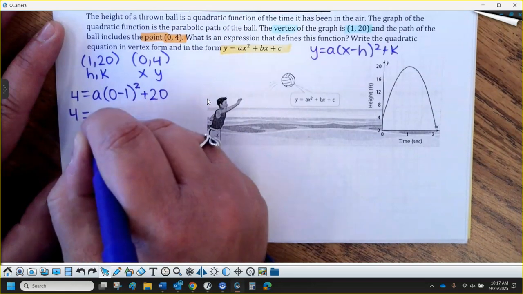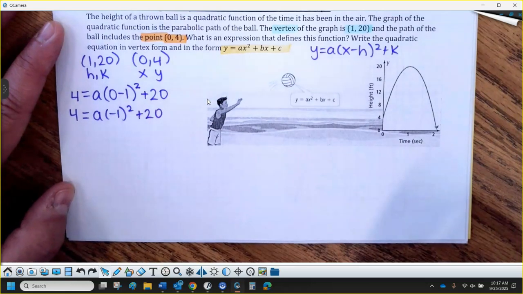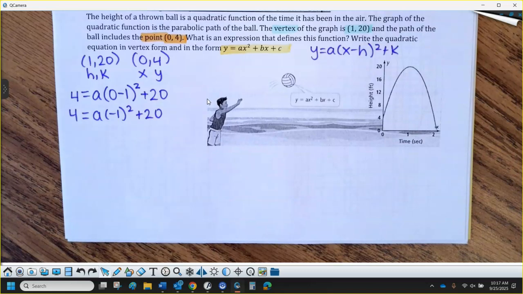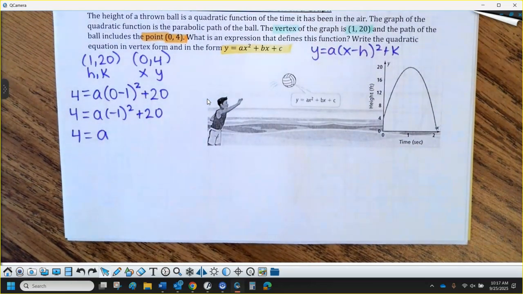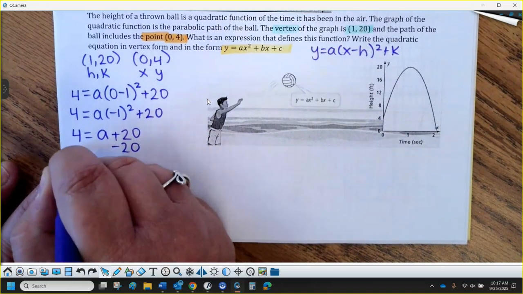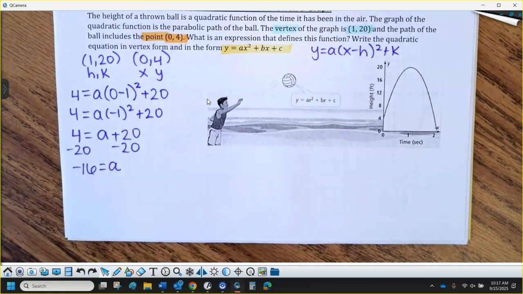Now, in this case, this is a little nice because what do I get when I square negative 1? Like if you do negative 1 times negative 1, what do you get? 1. All right, so really, I'm not going to have anything in front of the a here. It's just going to be 1a, right? Negative 1 squared is 1 plus 20. So we don't have to divide anything. I just got to move the 20 to the other side real quick. So this is going to be negative 16. And if anybody knows, negative 16 is the force of gravity in feet per second, if you already know that. So that's what the answer should be there.